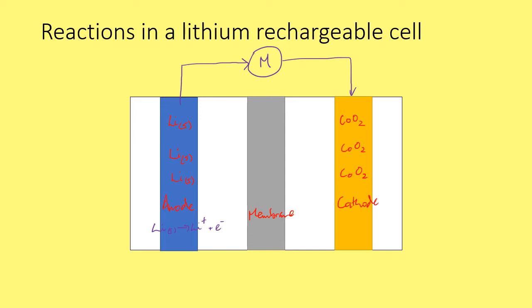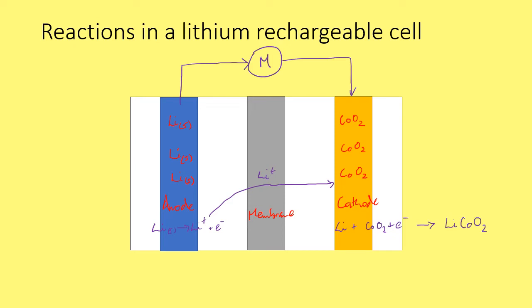And the lithium ion comes through the membrane, carries all the way through, and gets to the cathode. The reaction that happens at the cathode is the lithium ion reacts with the cobalt oxide and the electron that has made its way around the circuit, and that makes some lithium cobalt oxide, like so.